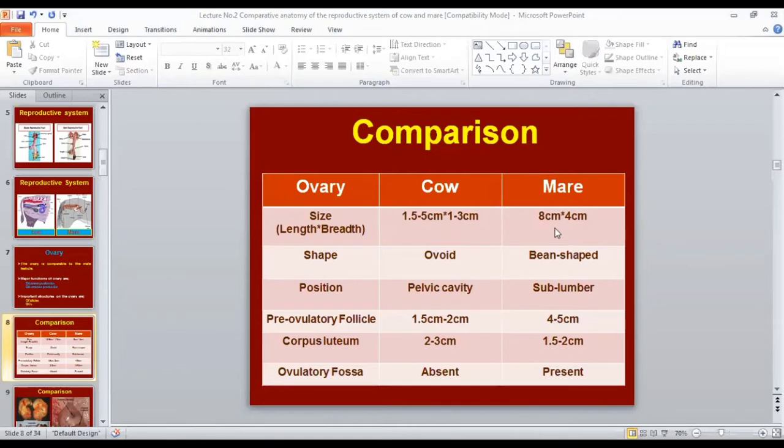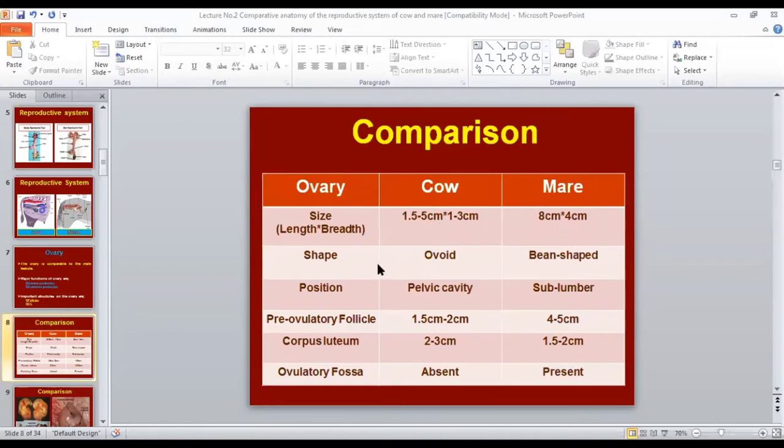Then, as for the size of the ovary of the mare, you know that it is larger than the size of the ovary of the cow. And the other importance is that the ovary is the landmark for transrectal palpation in case of mare. So, this is the clinical importance of the ovary in case of mare.